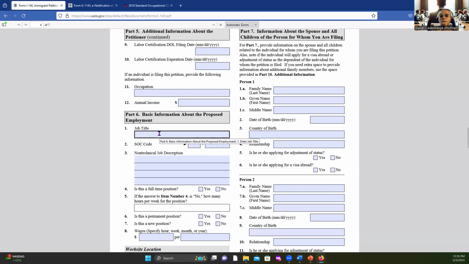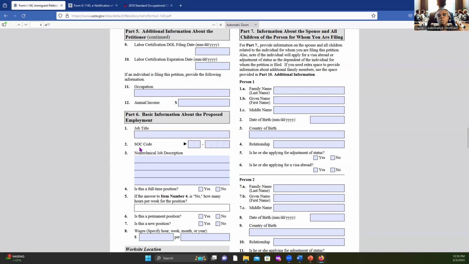And so my advice is to consider filling this part, even if you do not have a job offer or proposed employment. That's why, if you look at the word proposed, it is being proposed based on your case, the petition, your substantial merit and national importance you've written about. Consider looking for the right job title that you propose to do.